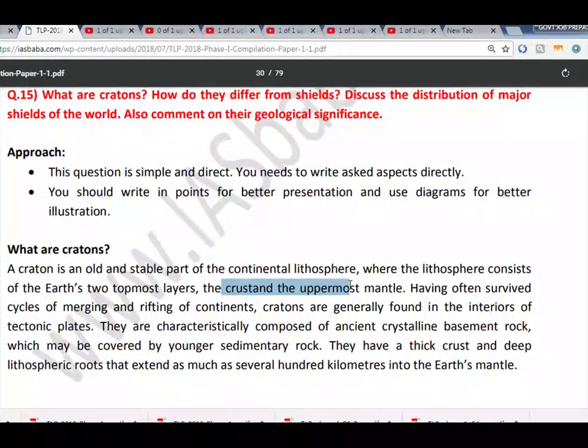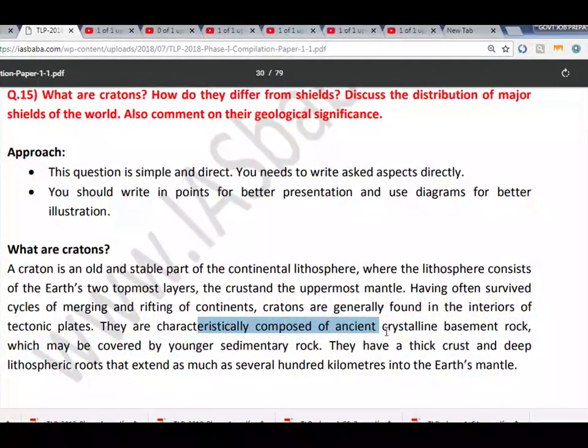What are cratons? A craton is an old and stable part of the continental lithosphere, where the lithosphere consists of the Earth's two topmost layers, the crust and the uppermost mantle. Having often survived cycles of merging and rifting of continents, cratons are generally found in the interiors of tectonic plates.